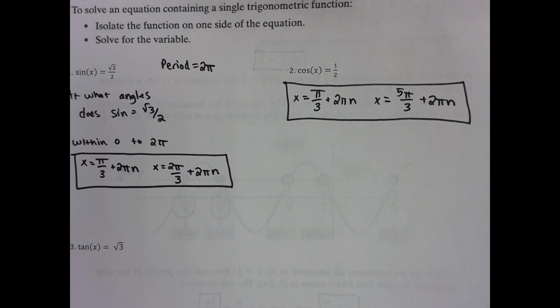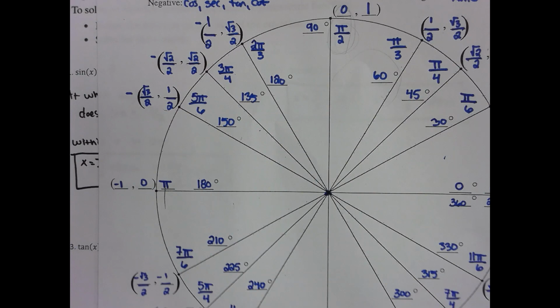For all of you, pi over 3 plus 2 pi n, and then 5 pi over 3 plus 2 pi n. And that's because cosine is positive in quadrants 1, and then again in quadrant 4. Okay, and that's really what we want to pay attention to. Where are those given trig functions?